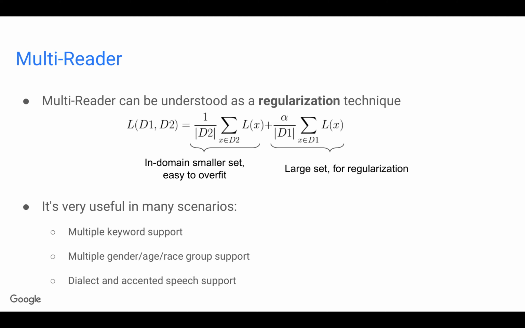The multi-reader technique is not only useful for supporting multiple keywords, it's also very useful, for example, for supporting multiple gender groups, age groups, race groups, and for supporting dialects and accented speech.